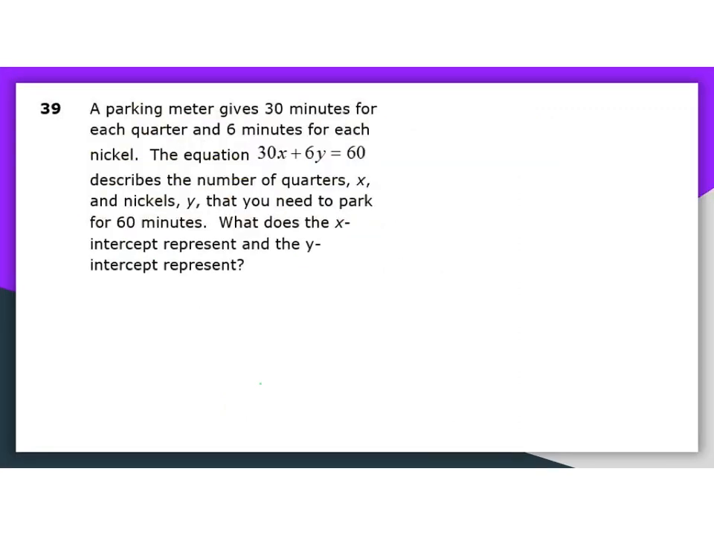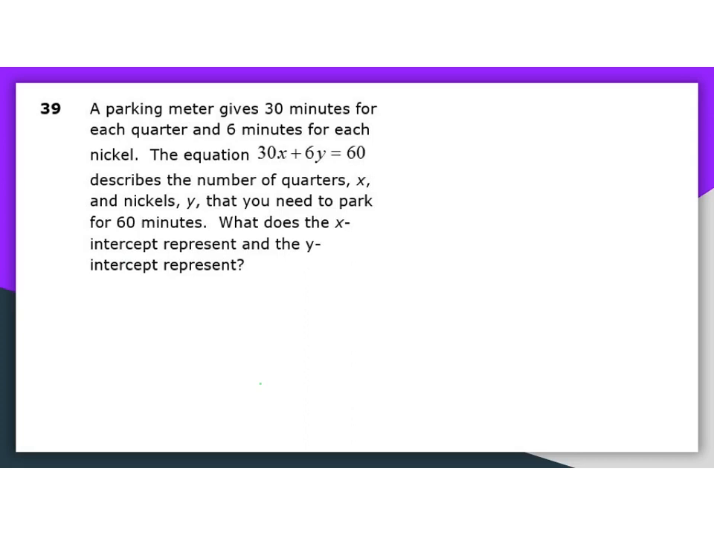Question number 39. A parking meter gives 30 minutes for each quarter and 6 minutes for each nickel. The equation 30x plus 6y equals 60 describes the number of quarters x and the number of nickels y that are needed to park for 60 minutes. And then we have our question: what does the x-intercept represent and what does the y-intercept represent?